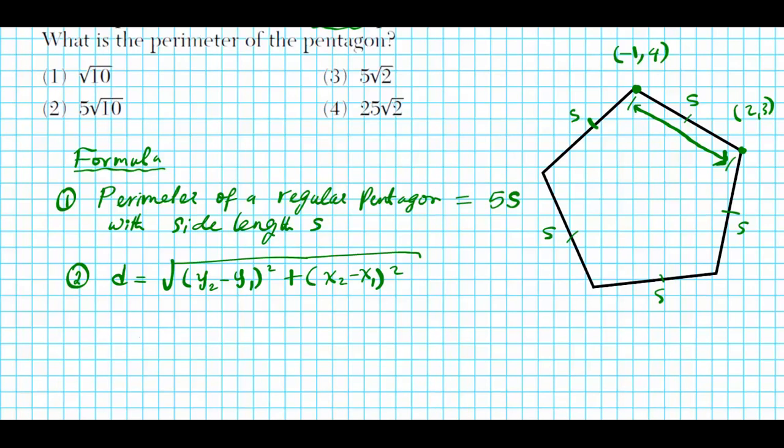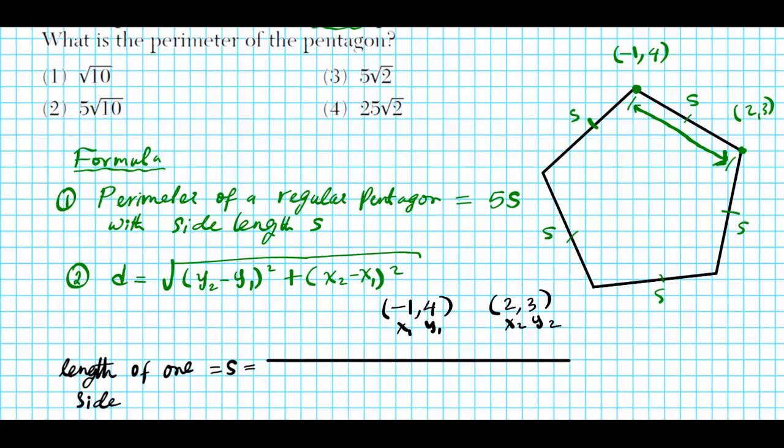The length of one side, S, is given by the distance formula. Now let's write down our points. We have (-1, 4) and (2, 3). So this is x1, y1, and this is x2, y2. You want to be really careful when substituting these values into your formula so you do not make sign errors.